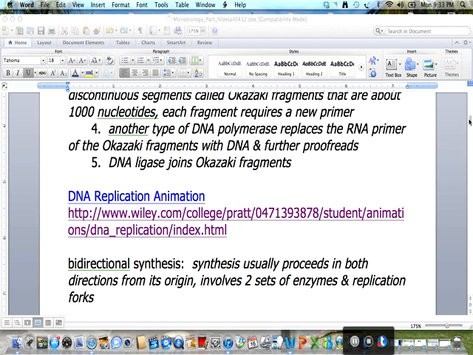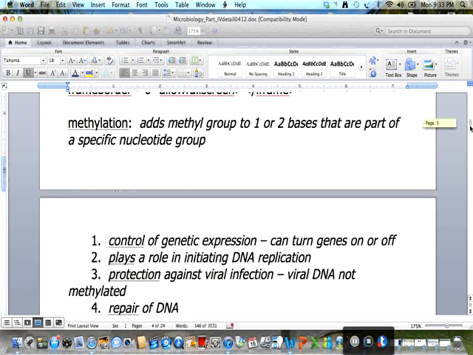Synthesis is usually bidirectional and proceeds in both directions from its origin. The origin is not necessarily at the end and may be in the middle, allowing this to happen.